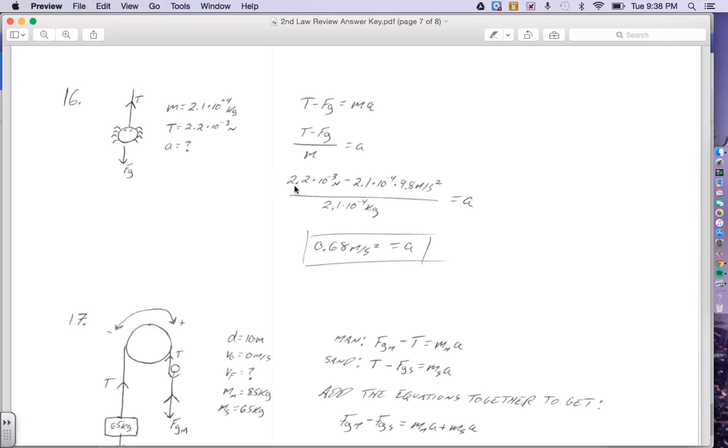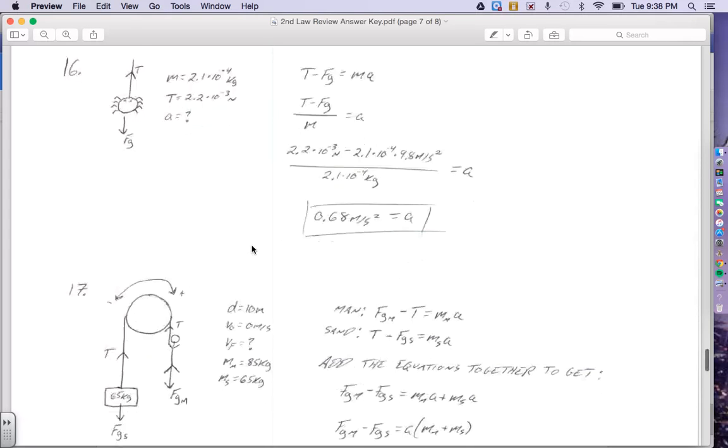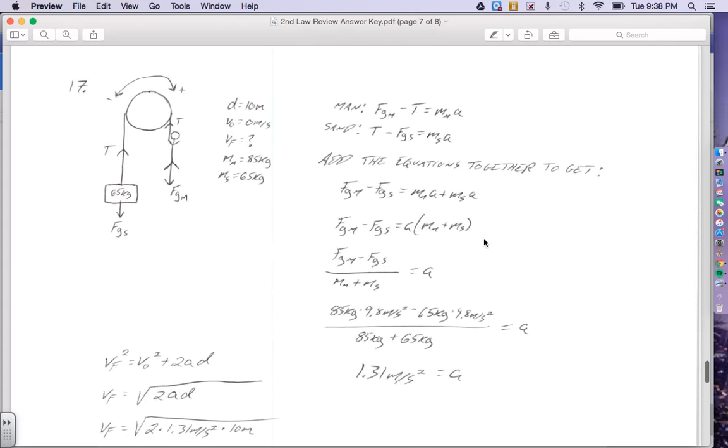Plugging in my numbers, tension is 2.2 times 10 to the negative third newtons. Force of gravity is the mass, 2.1 times 10 to the negative fourth kilograms times 9.8 meters per second squared. And we're going to divide that by the mass, which is 2.1 times 10 to the negative fourth kilograms. Plug all that in your calculator, and you find out that this spider can accelerate up the strand 0.68 meters per second squared maximum. Moving on to number 17.